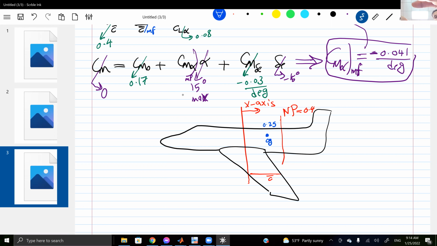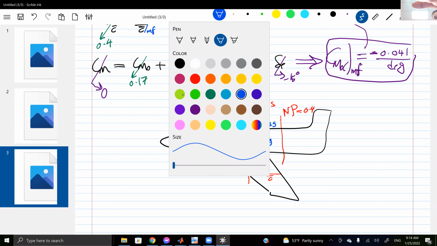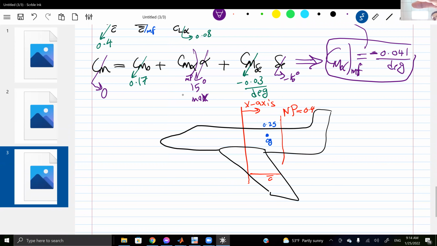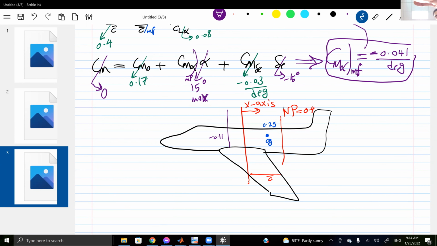And it may travel forward. The limit, the XCG most forward should be, of course, less than any other allowable CG. It actually came out negative, so it's here. This is negative 0.117, and this is the most forward, right?